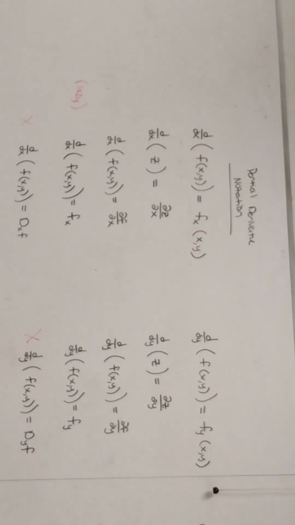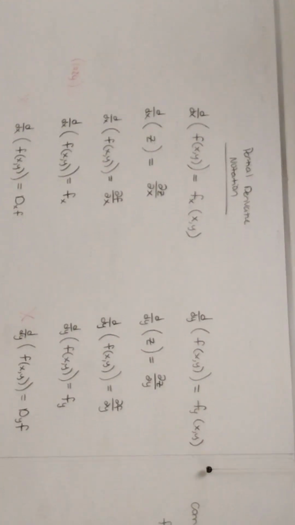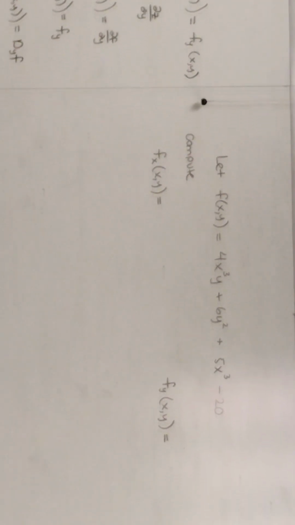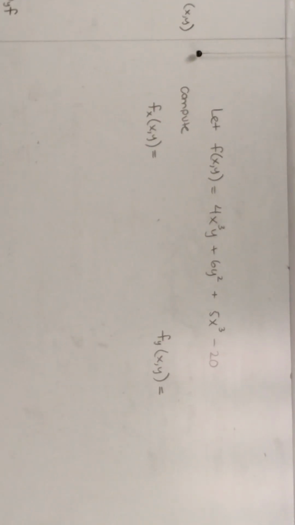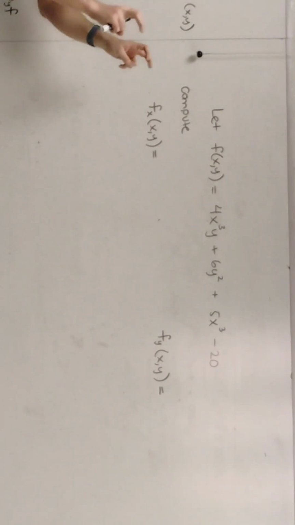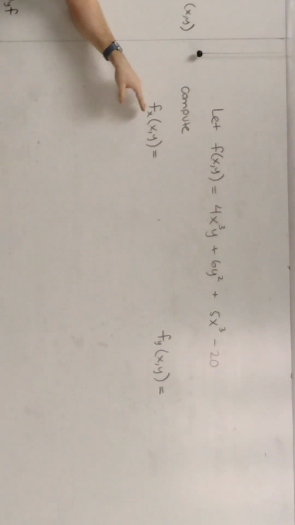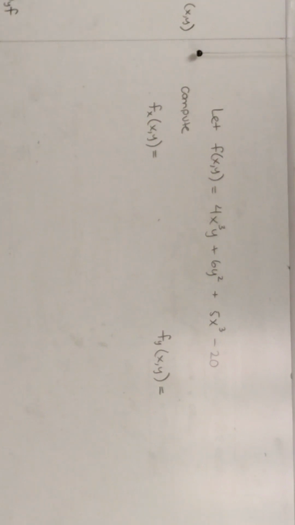This one says, we're given some sort of surface. f of x comma y equals, I've got a whole bunch of stuff: 4x to the third y plus 6y squared plus 5x to the third y squared. Our new notation, this is saying take the partial derivative with respect to x. That means you're taking the derivative of the x terms. Anytime you see a y, it's treated as a constant.